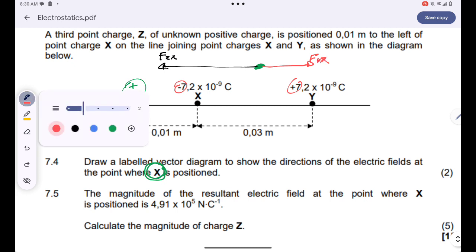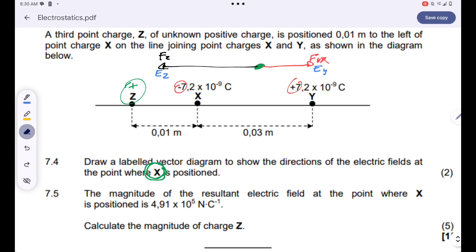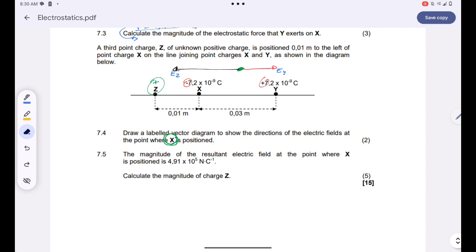But remember that, guys, the electric field is always in the direction of the force. So since X is our main reference, this will be the electric field experienced due to sphere Z, and that's the electric field experienced due to sphere Y. So you can just remove these two forces. So this is the vector diagram.